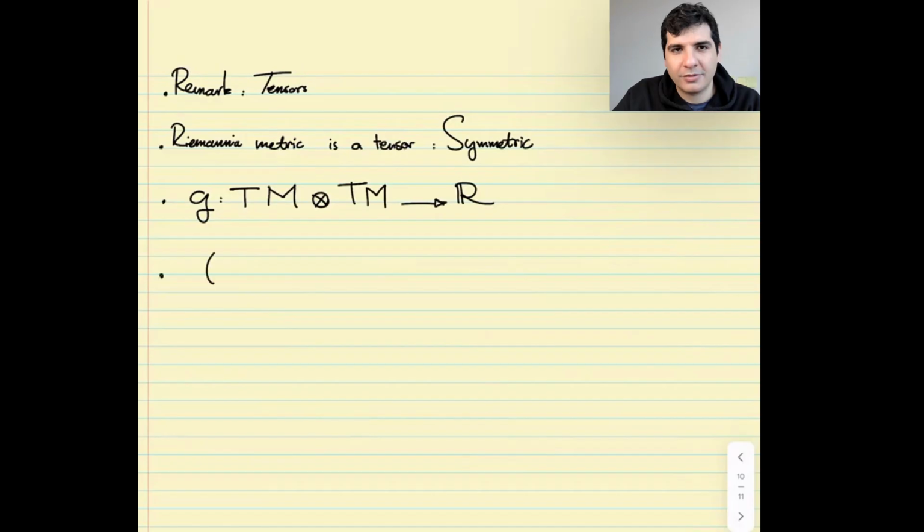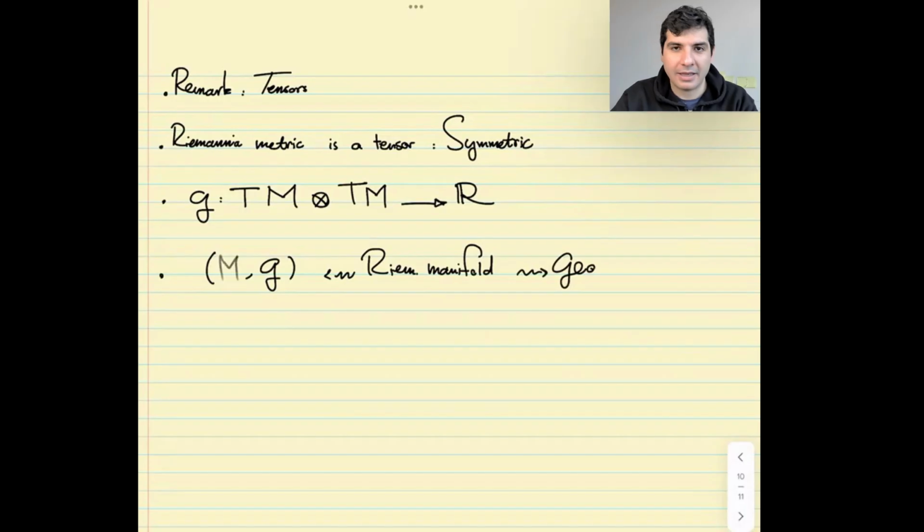Just to do a summary, we started with a smooth manifold. We equipped it with a Riemannian metric. We call this couple a Riemannian manifold. And now we can essentially do geometry on it because we can compute angles and lengths, etc. So this is the essential thing to do in the rest of the course.